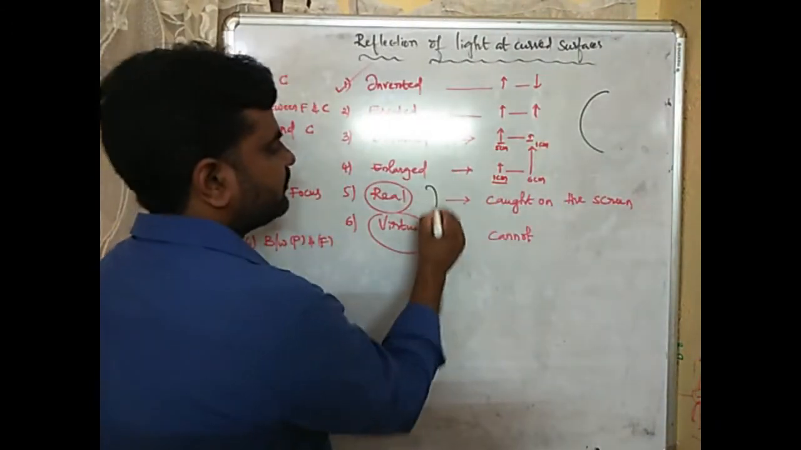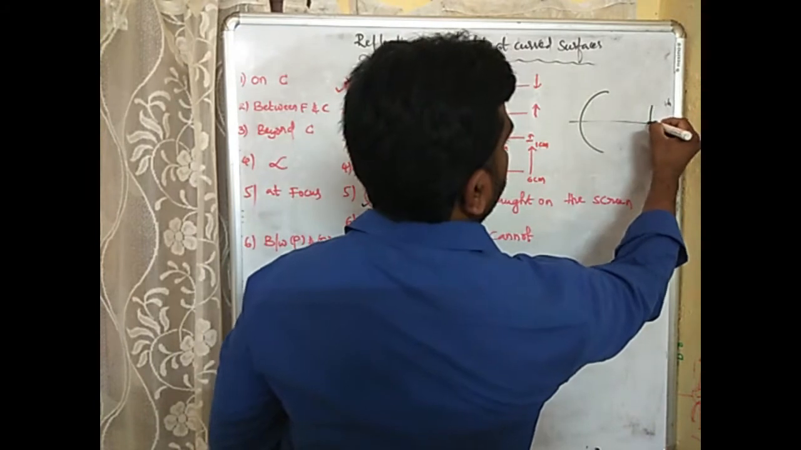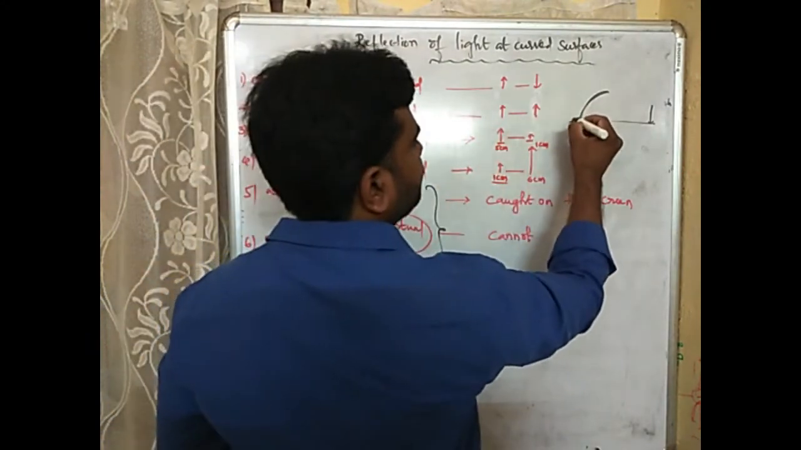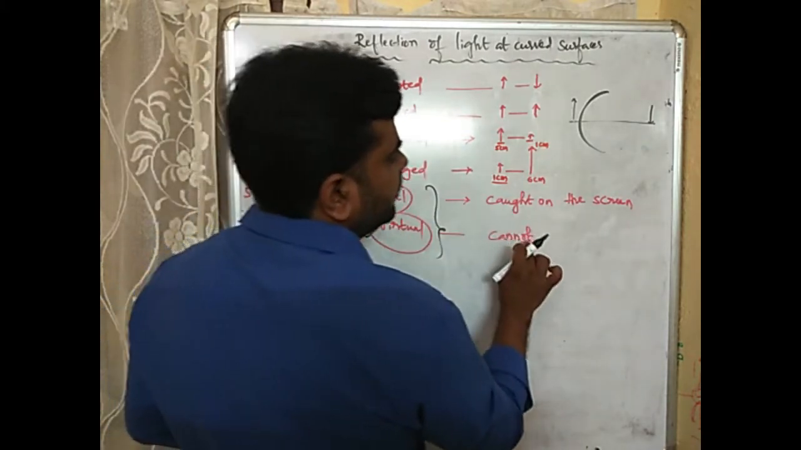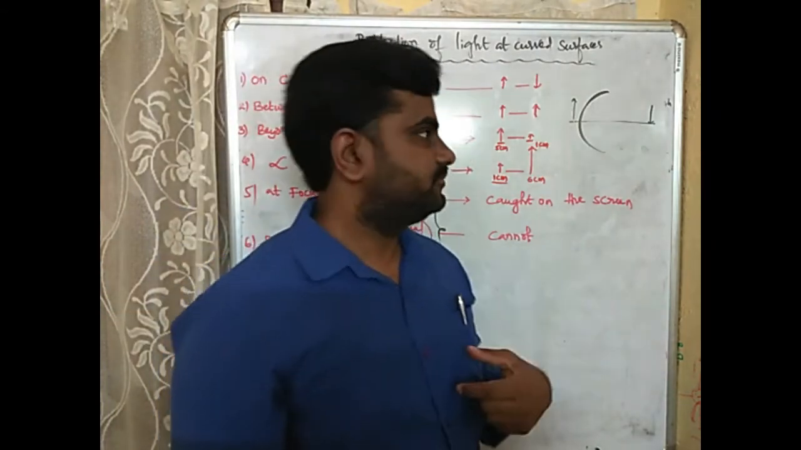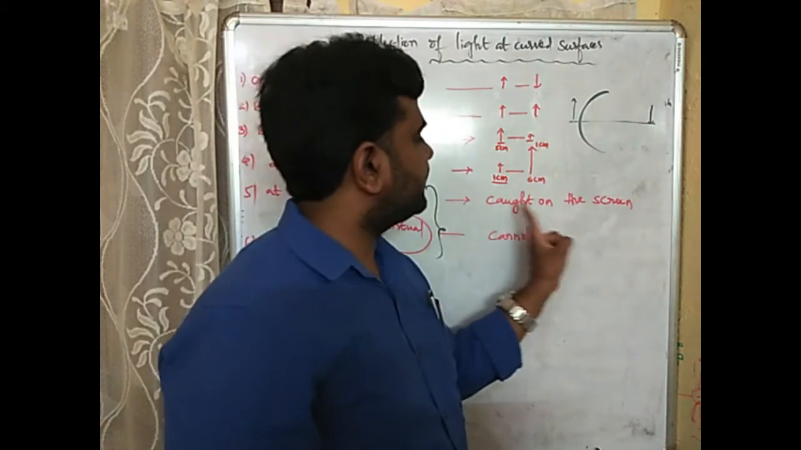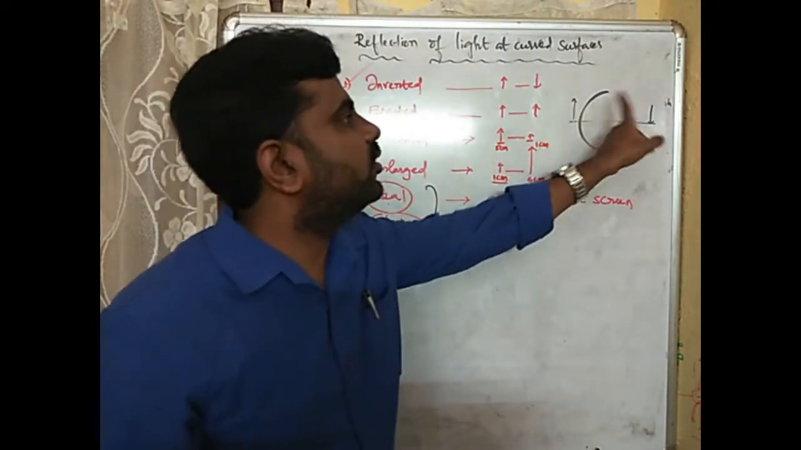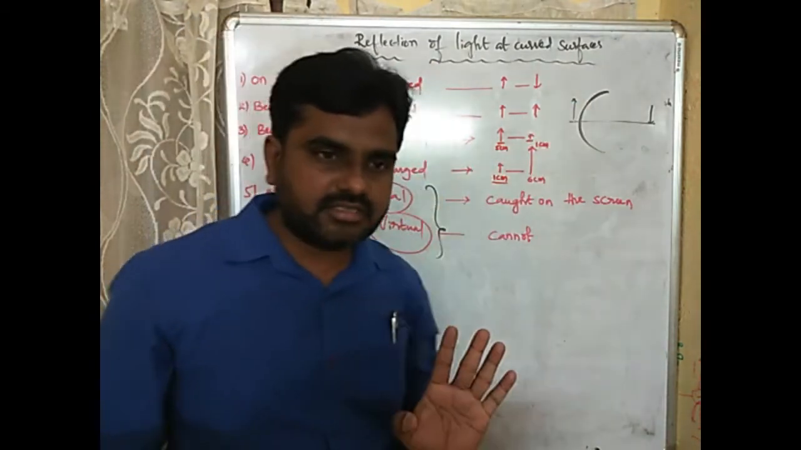Remember, one more important difference between real and virtual is that real images almost always fall in front of the mirror, whereas virtual images always fall at the back of the mirror. Clear? And virtual images cannot be caught on a screen. That means they won't appear on the screen or on a white paper. But real images will definitely form an image on the screen, and these real images appear only in front of the mirror, whereas virtual images fall at the back of the mirror. Did you get this clarity?